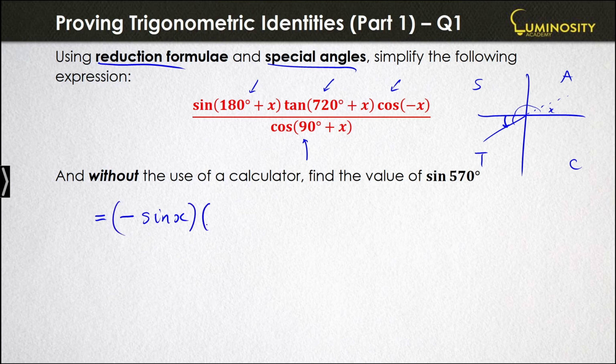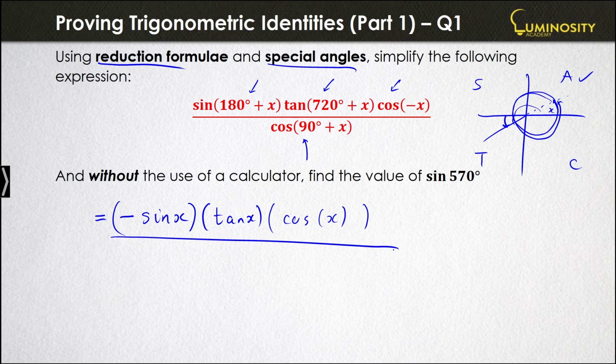Then tan of 720 plus x. From this x here, if I go another 360, I end up where I started, and another 360, I end up where I started. So I've gone 720 degrees from that x value, and I still end up with tan of x, because tan is positive in the first quadrant. And then cos of negative x: because cos is an even trig function, cos of negative x is cos of positive x.